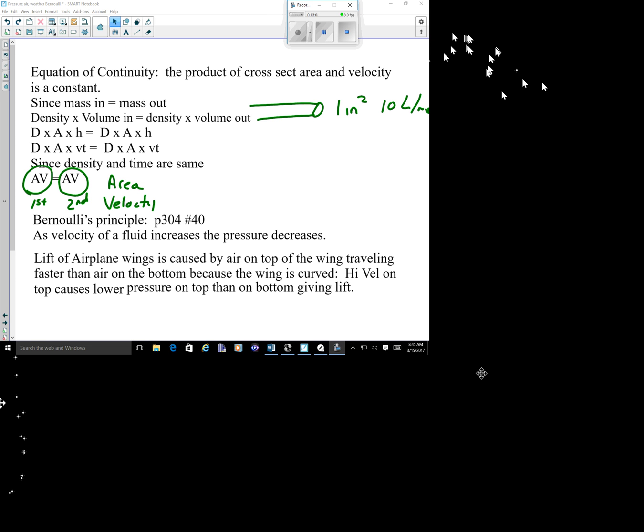So let's take a gander at what would happen here. Let's see if I had an area of 1 square inch, and I'm going to multiply that by 10, I'm going to say meters per second, something like that, instead of liters per second. Let's do meters per second. And I'm going to have to stop here because my smartboard just locked up.